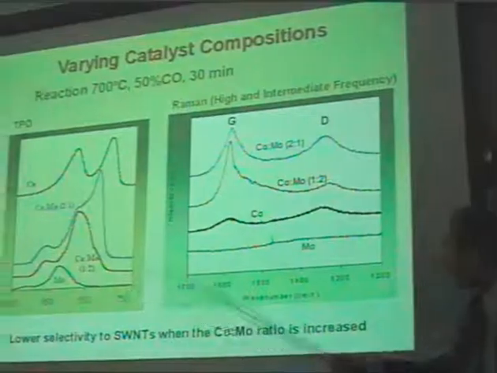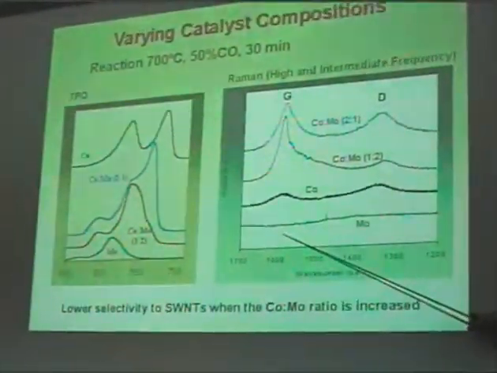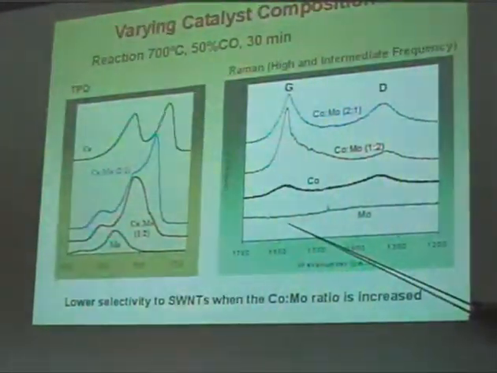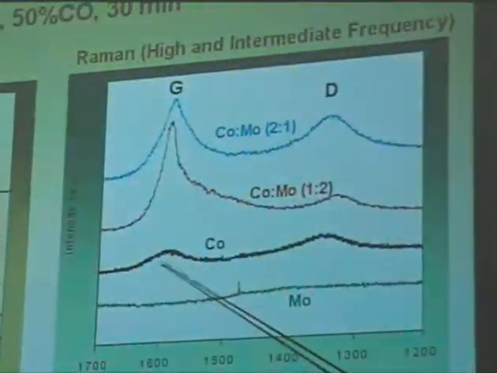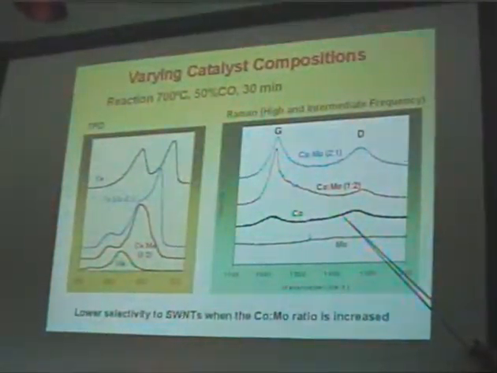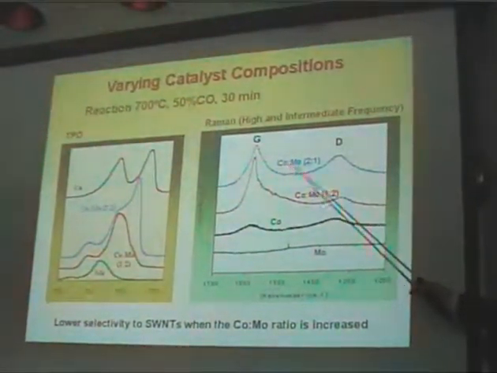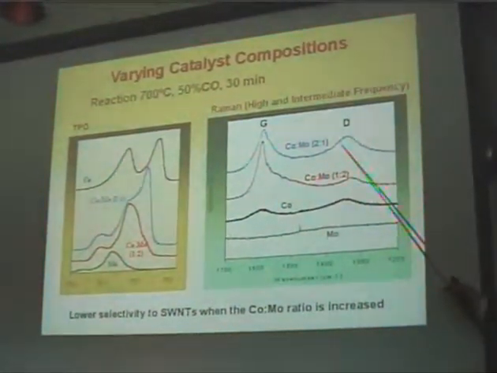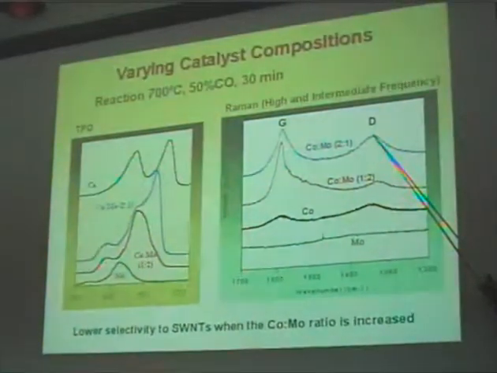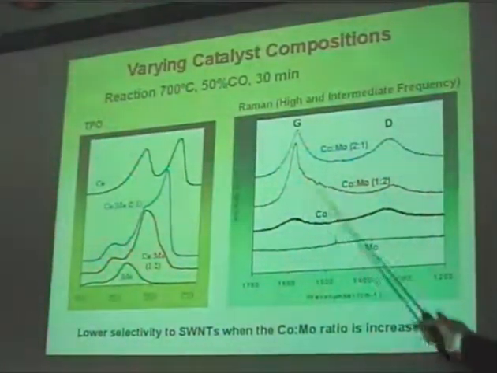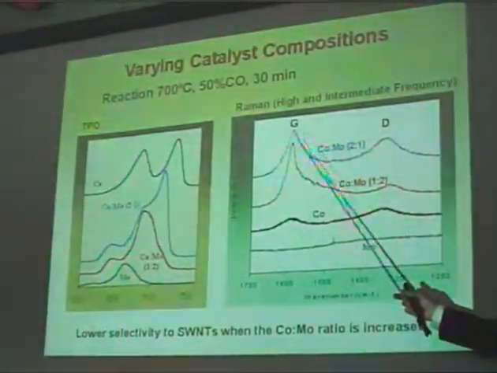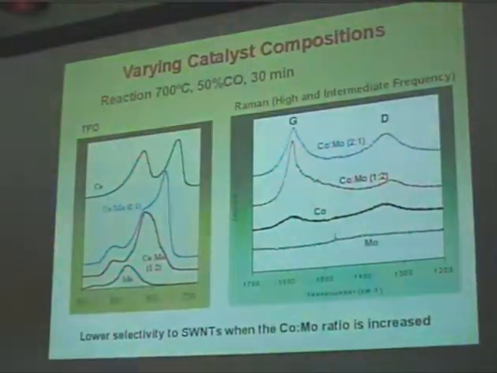You don't observe any ordered carbon here in the deposition on the pure moly. The cobalt is very unselective. It forms as much ordered carbon as disordered carbon. With the cobalt moly 2 to 1, you see it start forming a lot more disordered carbon. But when you have the cobalt moly 1 to 2, that one decreases and the ordered G band of the nanotubes increases.